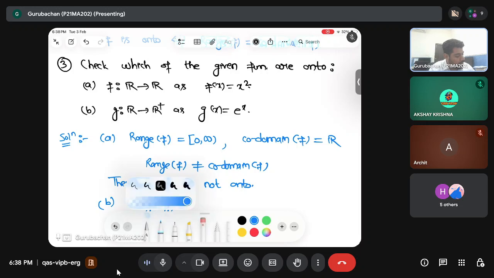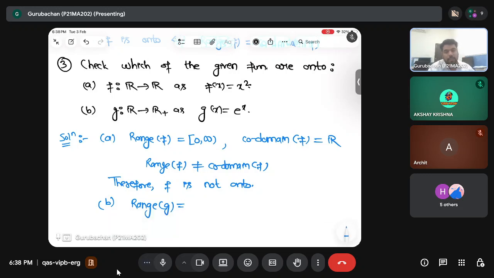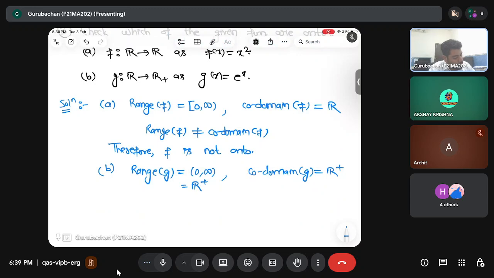What is the meaning of this R plus? In the lectures, R plus is denoted with a subscript. So R plus means the collection of all positive real numbers. Here the range of g is 0 to infinity and 0 is open. What is the codomain? 0 to infinity. So this is R positive and this is also R positive. Therefore g is an onto function. Is it clear?